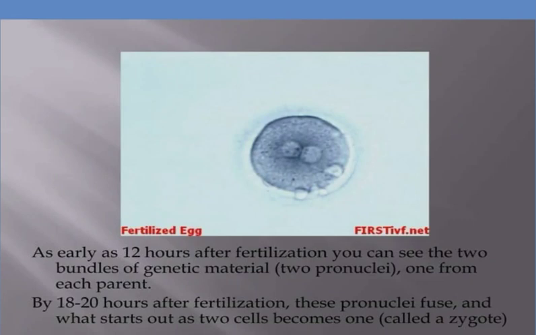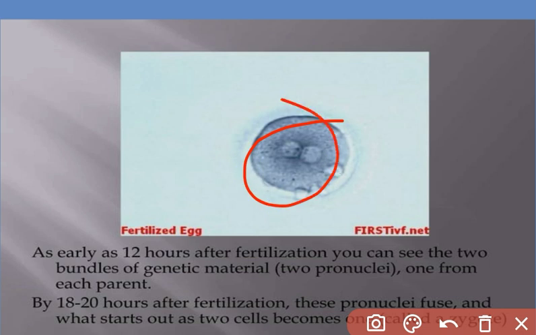As early as 12 hours after fertilization, you can see two bundles of genetic material, or we can see two pronuclei, the female pronucleus and male pronucleus, which are from each parent. By 20 hours after fertilization, these pronuclei fuse and start to become one and form a zygote.